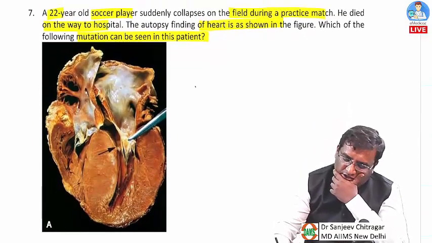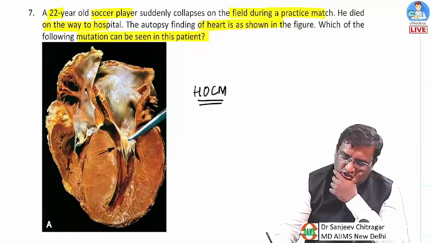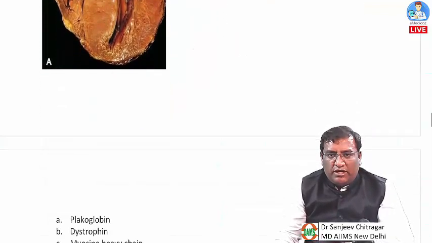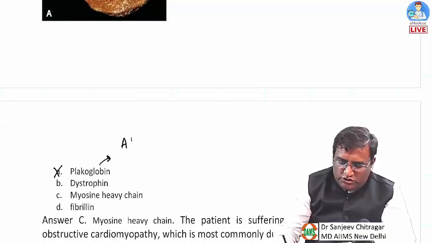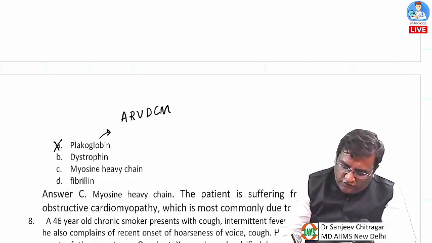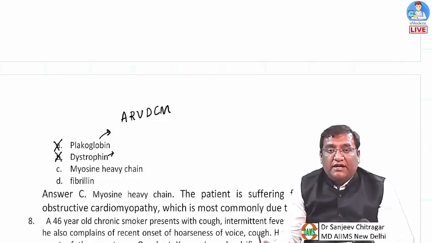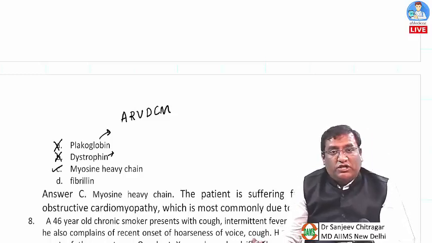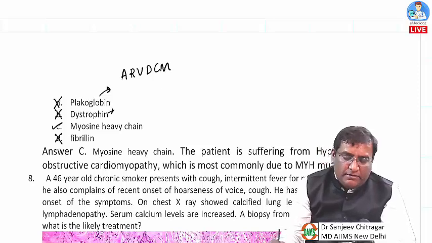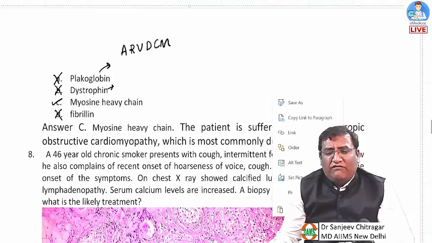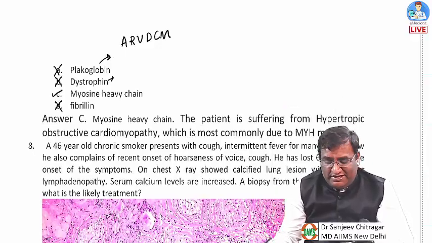I'm sure all of you made a diagnosis. HOCM is your diagnosis in this. Yes. So which mutation will be seen? Plakoglobin, no. Plakoglobin mutation is seen in arrhythmogenic right ventricular cardiomyopathy. Dystrophin is no; dystrophin mutation is seen in muscular dystrophies, which can cause dilated cardiomyopathy. Myosin heavy chain mutation is the one. Fibrillin is also no, seen in Marfan syndrome. Myosin heavy chain mutation or MYH mutations, or even myosin binding protein C mutations and alpha troponin mutations can also be seen in HOCM.